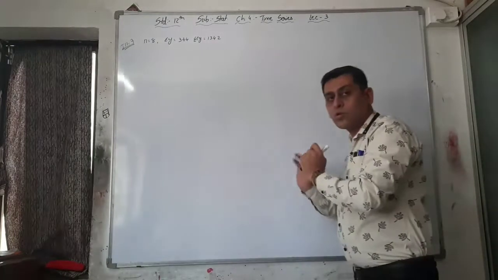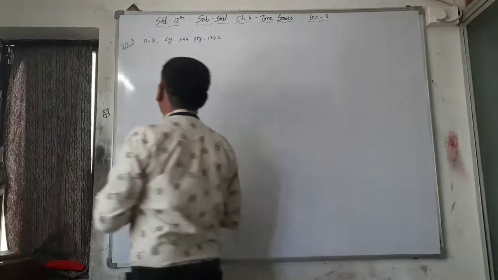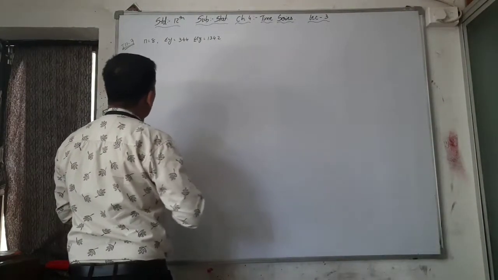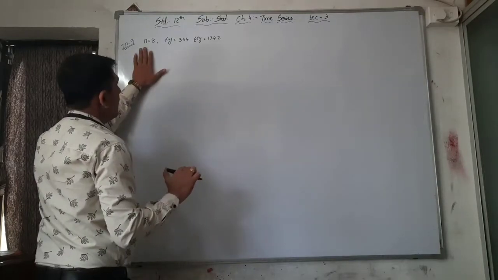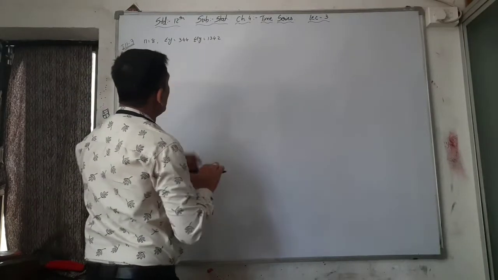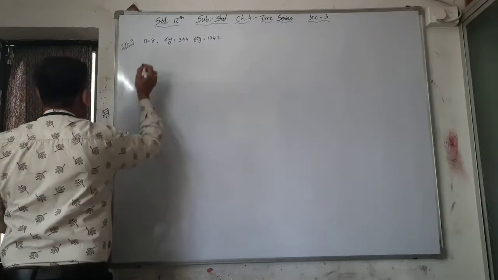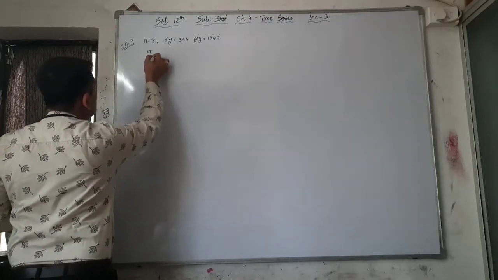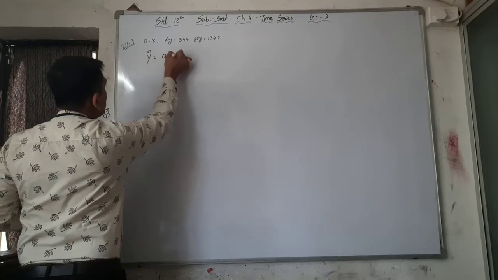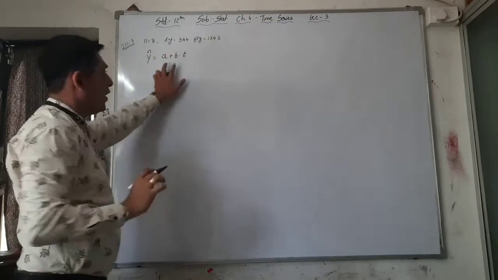So it is the most important sum, so see it carefully. n is given, sigma y is given, sigma ty is given. First of all, we have to find out the linear equation, y cap is equal to a plus b t. We have to find out this.